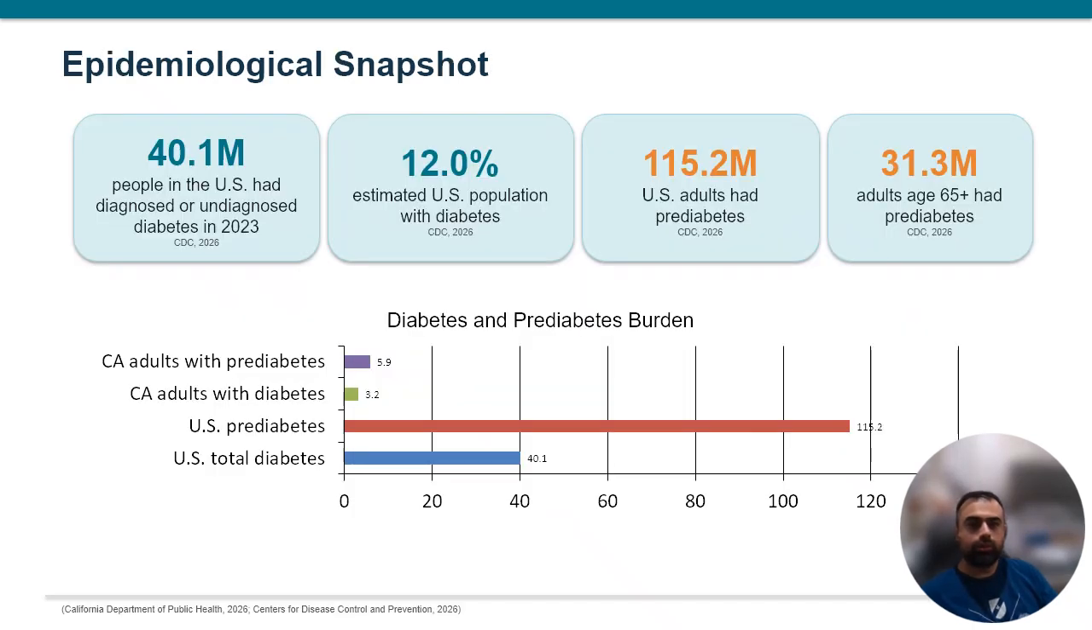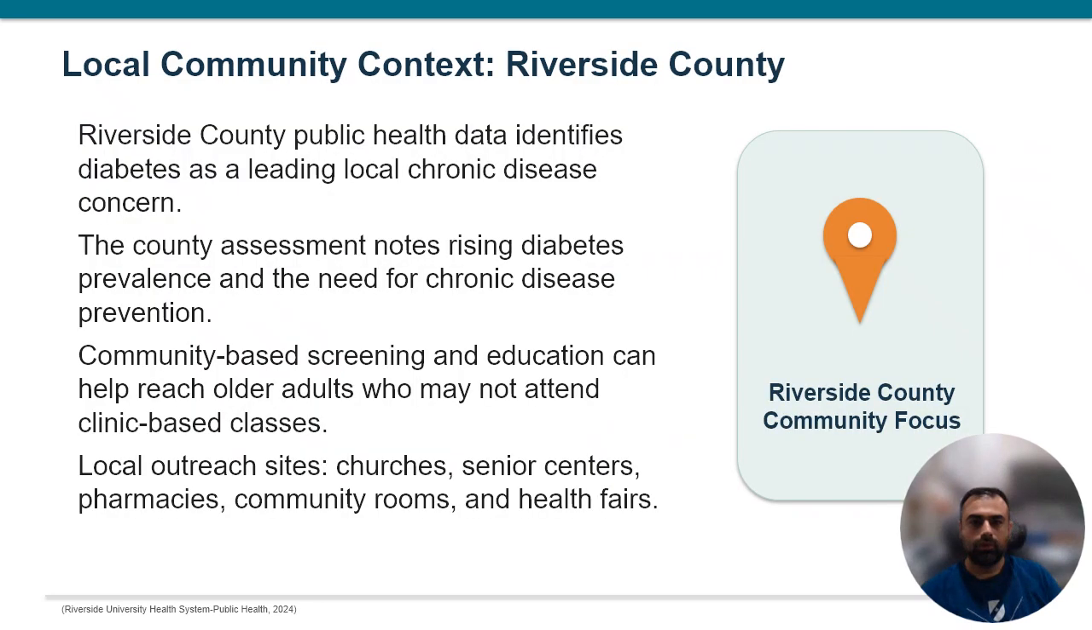This slide shows that diabetes is a major health issue at the national and state level. Older adults are one of the most affected groups. These numbers show why education and prevention are important, especially for people who may already have barriers to care. In Riverside County, diabetes is also an important chronic disease concern. Community-based education can help reach older adults who may not attend regular clinical classes.